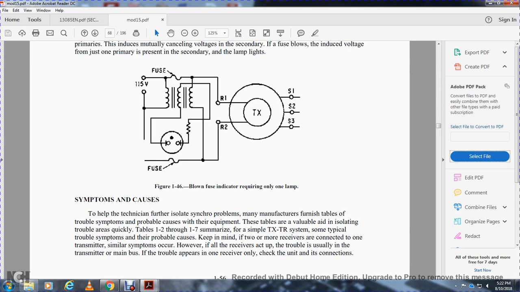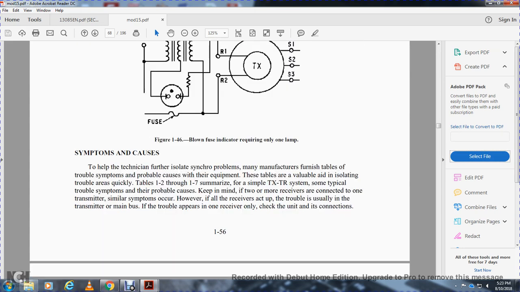The system and some typical troubleshooting. If two or more receivers are connected to one transmitter in a similar system, and all receivers are affected, the trouble is usually in the transmitter or the main. If the trouble appears in only one receiver, check the unit and its connections.